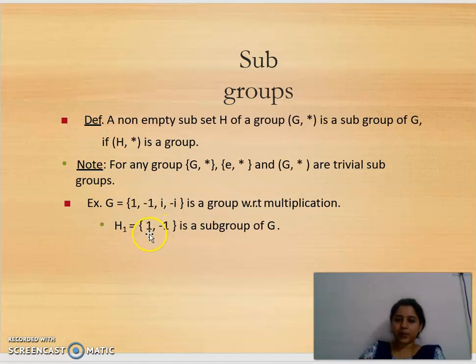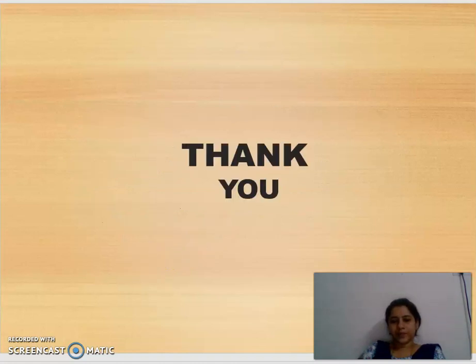And the identity element here is 1. If you multiply 1 or -1 with 1, you will get the same element. So it also satisfies the identity element. And what are the inverse elements? The inverse element of 1 is -1 and the inverse element of -1 is 1. So it satisfies all the group properties even after taking the subset. So that's why H of {1, -1} is a subgroup of G. Thank you.